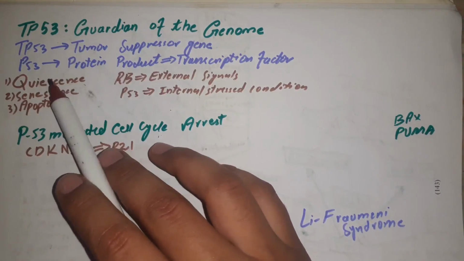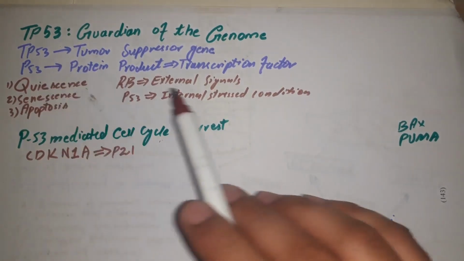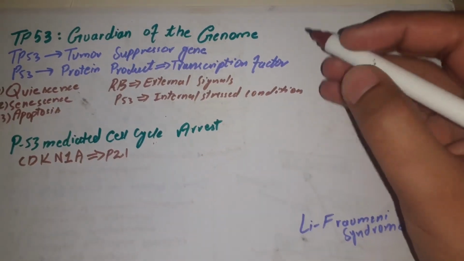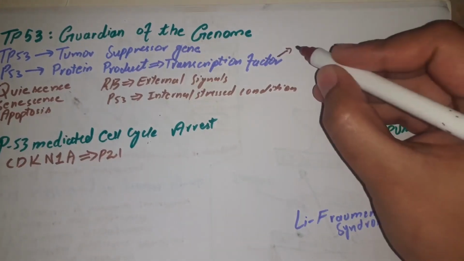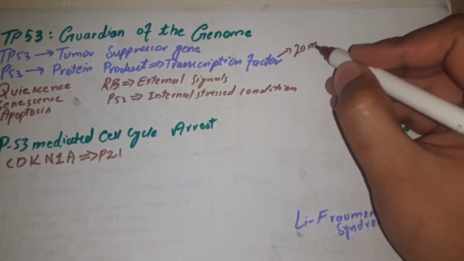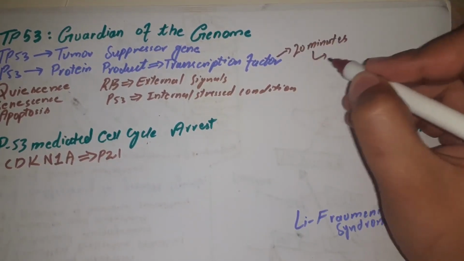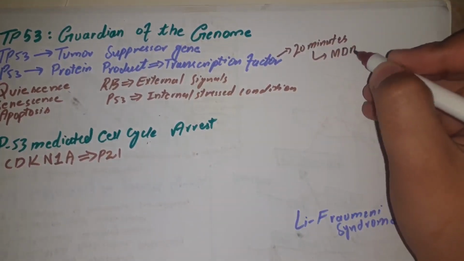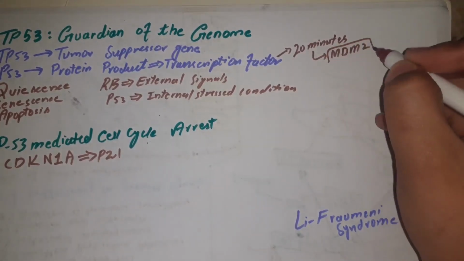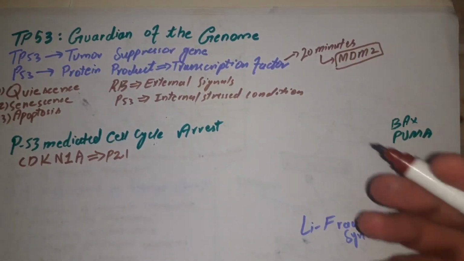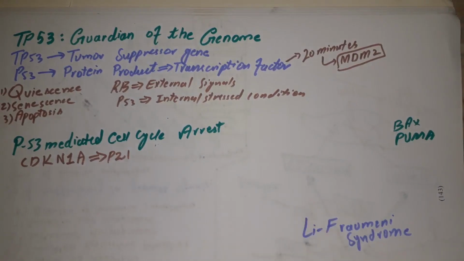So this protein product P53 is basically a transcription factor, and it is short-lived. Its half-life is about 20 minutes, and what happens? It is basically bound to MDM2 protein, and this protein leads to the destruction of the P53.